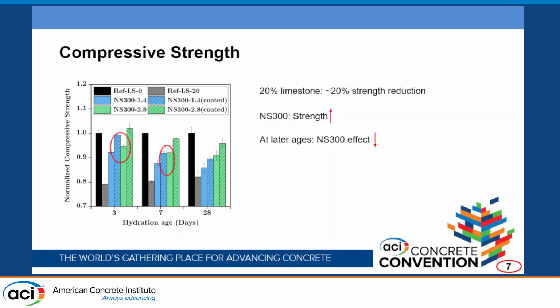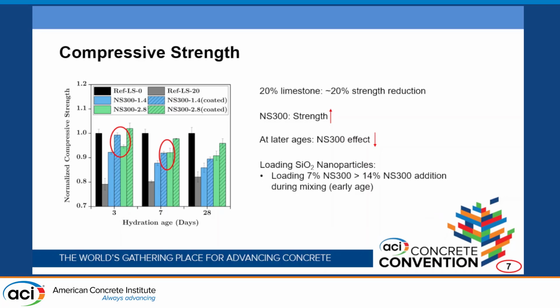So at later ages, in the samples that have nanosilica, either coated or added separately, we got a lower effect. As you can see here, during the early age, up to 7 days, we got very interesting results. If you use 1.4% nanosilica coated on limestone, we got better results than using 2.8% nanosilica added separately during mixing. So if you are going to use this type of composite for developing special concretes like UHPC or high early age strength concrete, that would be a really good benefit of using this composite.